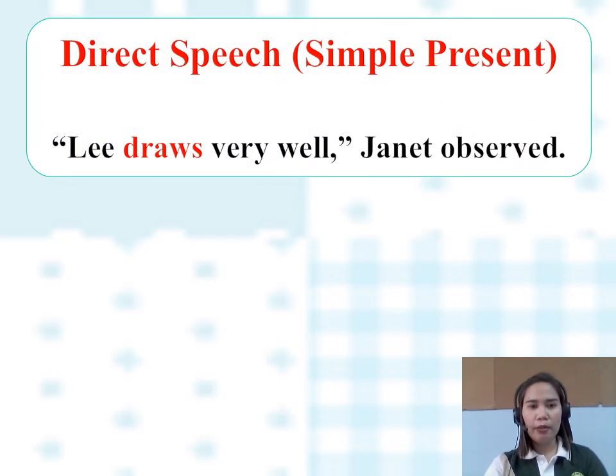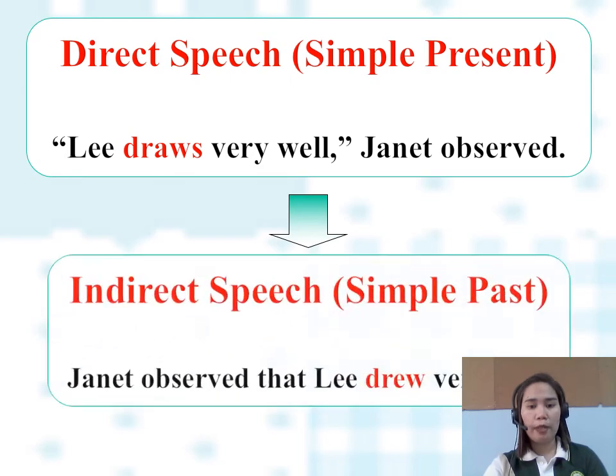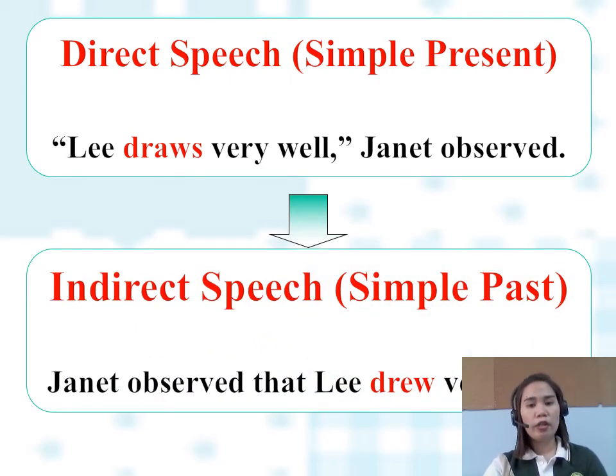And now, here are some examples, and please take down notes, okay? First, we have the simple present. Our verb here is draws. "Lee draws very well," Janet observed. We are going to convert it into reported speech. It will become: Janet observed that Lee drew very well. So from draws, which is simple present, we change it into simple past, which is drew. Draws, drew. That is simple present to simple past.